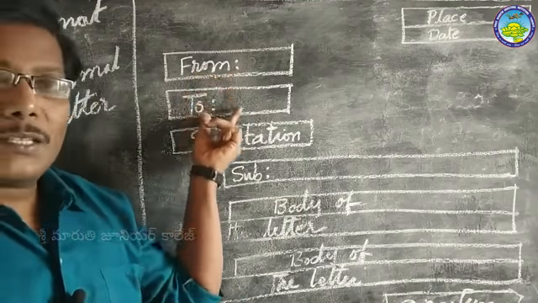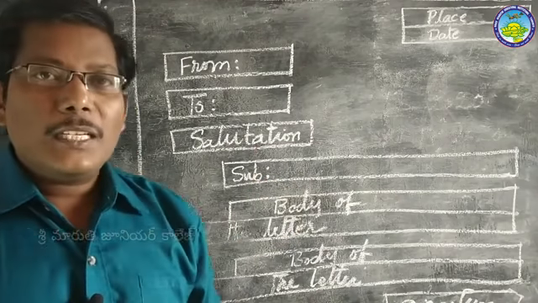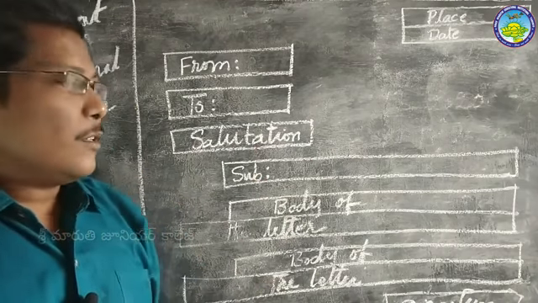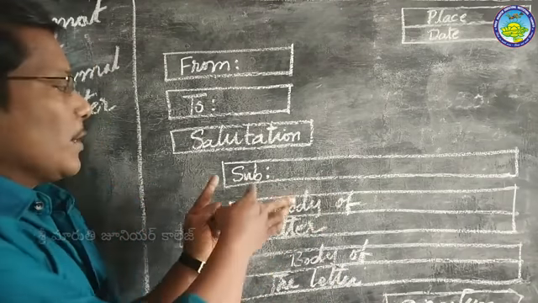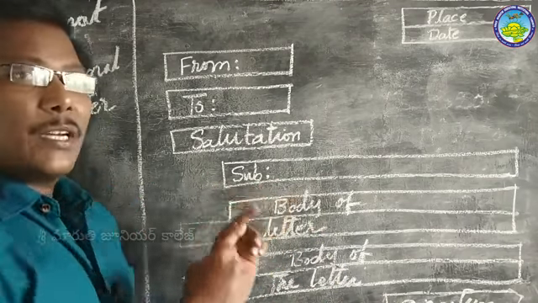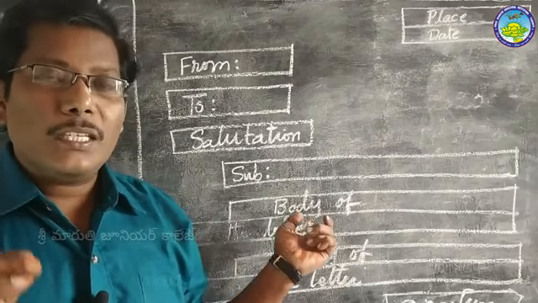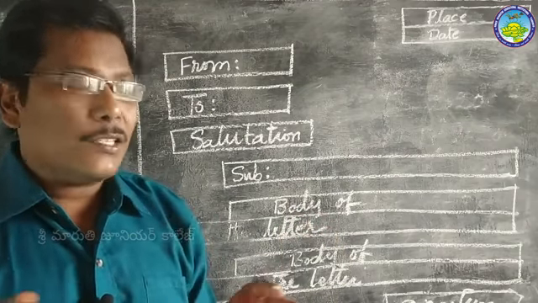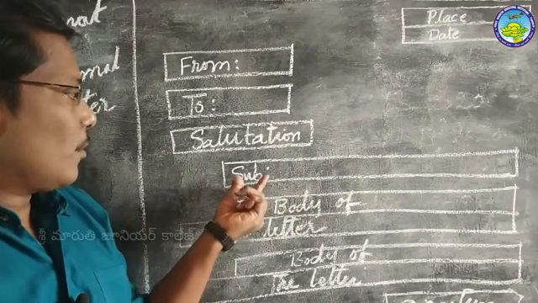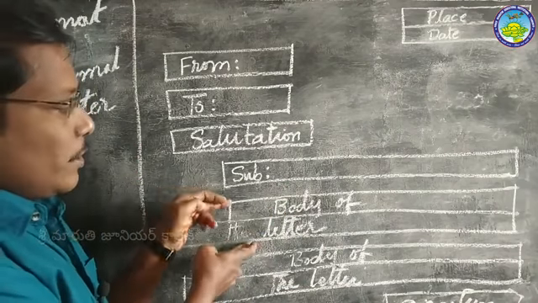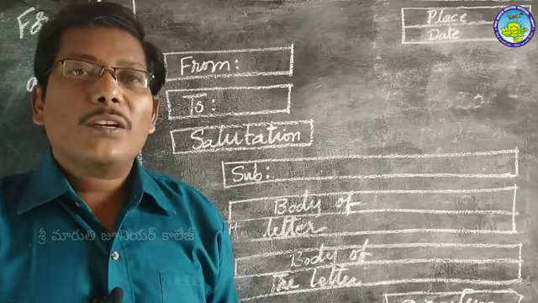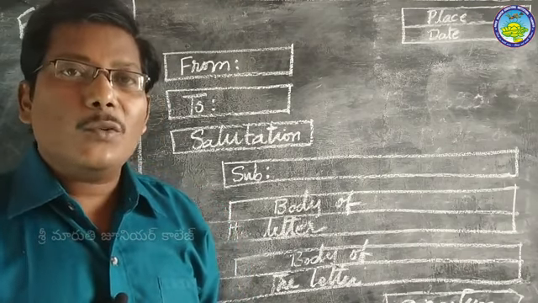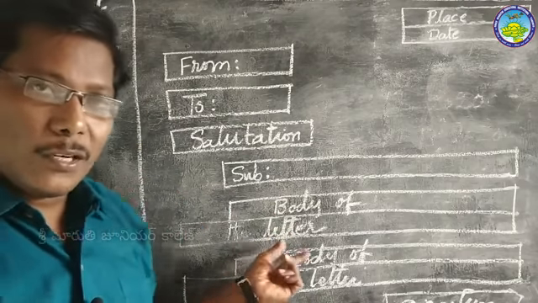After writing the salutation, we write the subject. Subject is nothing but the whole summary of the total letter in a single line. After the subject, sometimes you can find a reference also, but reference is not necessary in all cases. Reference is used in some special cases only, so we need not write it. After the subject, we write the body of the letter. Body of the letter is the whole matter we want to convey to the person who is going to receive this letter.